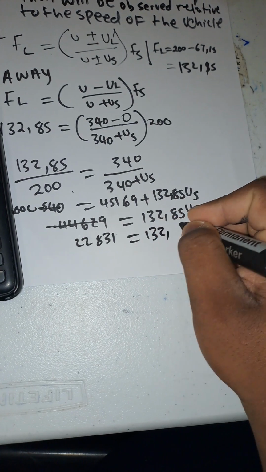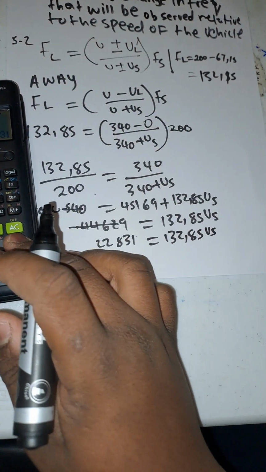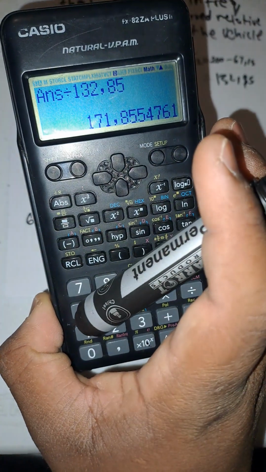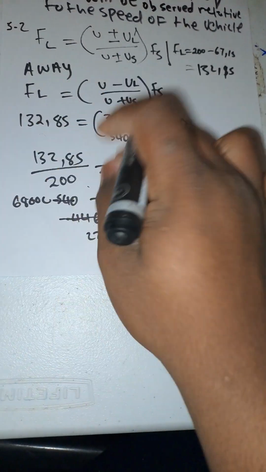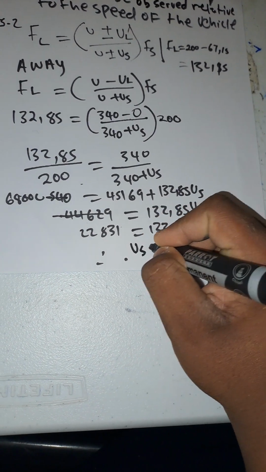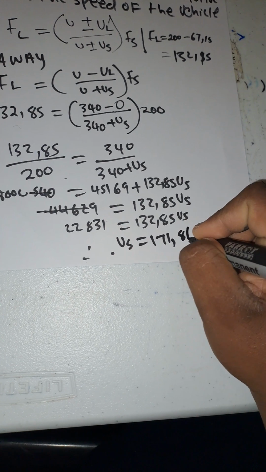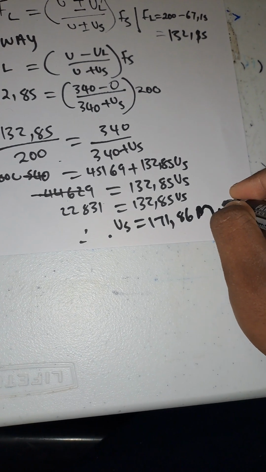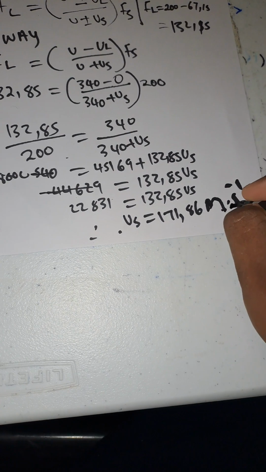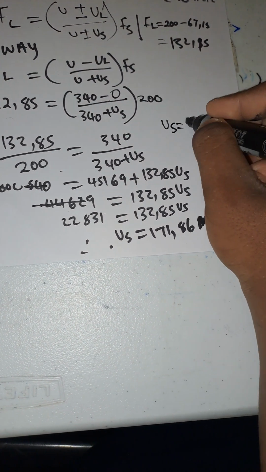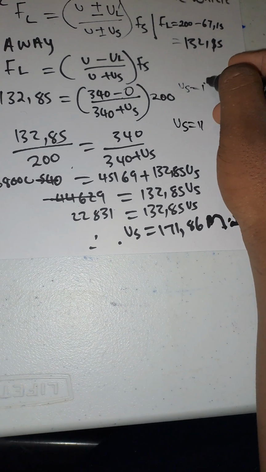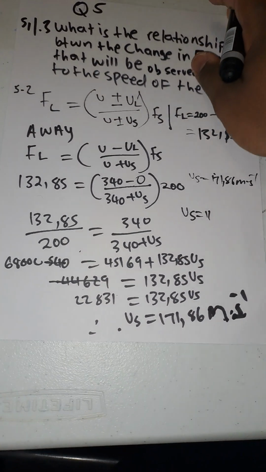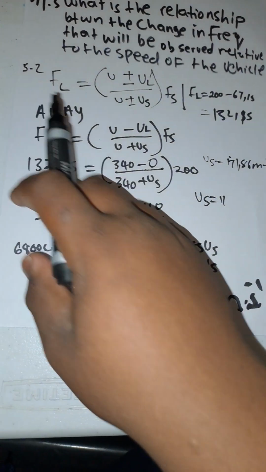So 22831 is equal to 132.85 VS. Divide both sides by 132.85. What am I getting? 171.86. So I made a small mistake there. Therefore my VS is equal to 171.86 meters per second. And then this is my answer. So you simply divide by 200 and then cross multiply and get your answer.